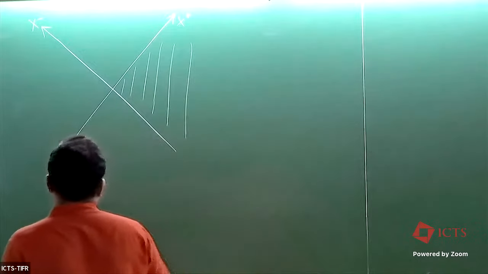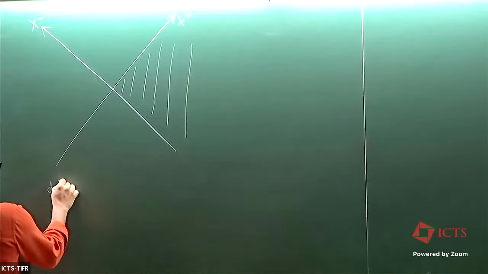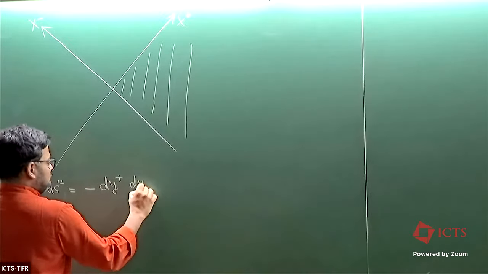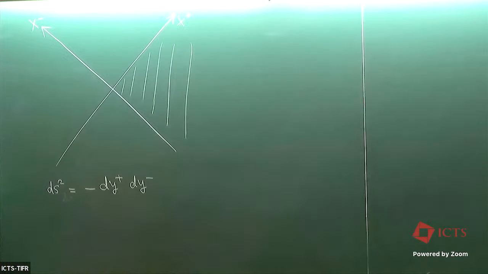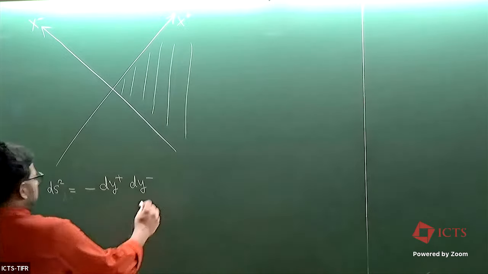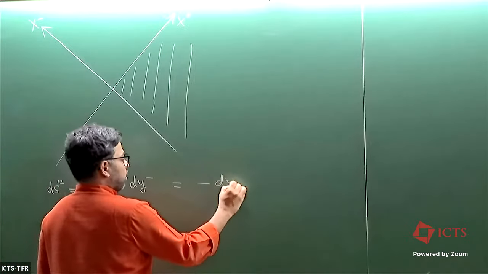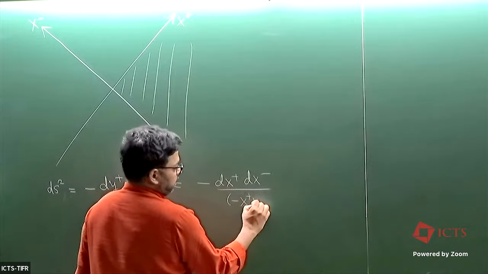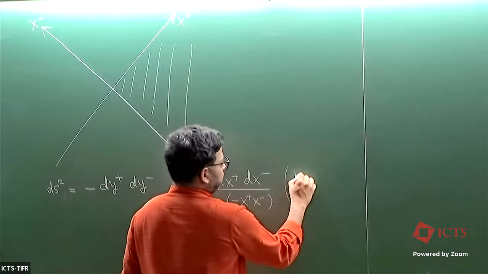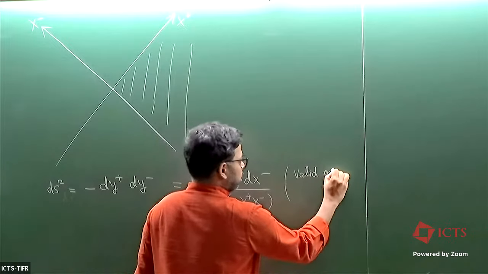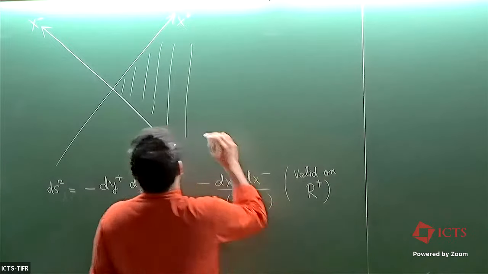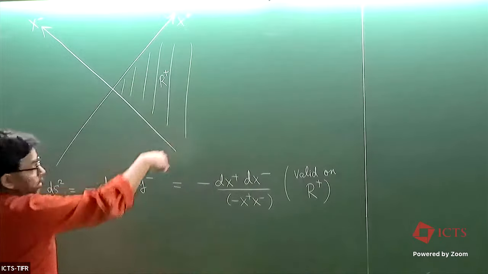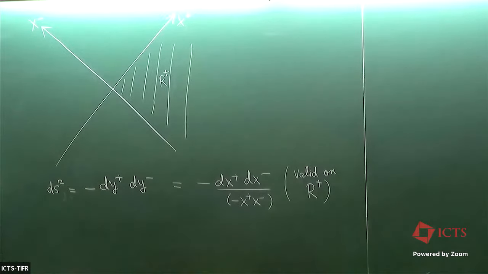Okay, but what's the metric? The metric ds squared in the original case was minus dy plus dy minus. Using that coordinate transformation, you can write this as negative dx plus dx minus over negative x plus x minus, and this is right now just valid on this right region, because this Weyl factor is singular at the horizon, because it goes to 0 there.